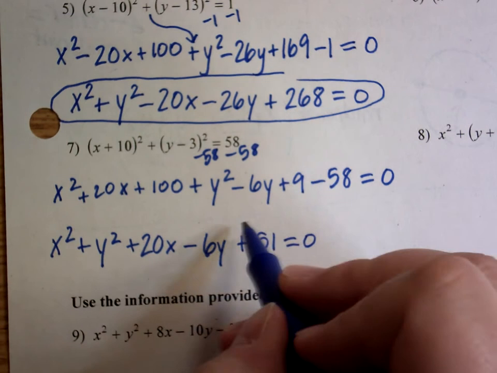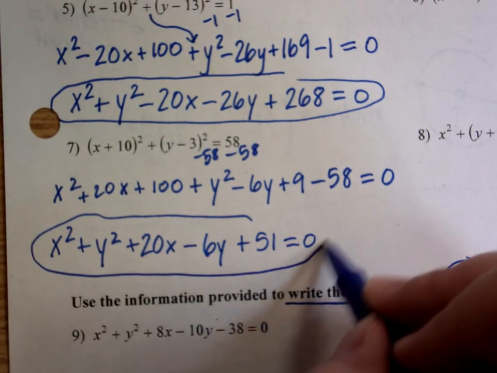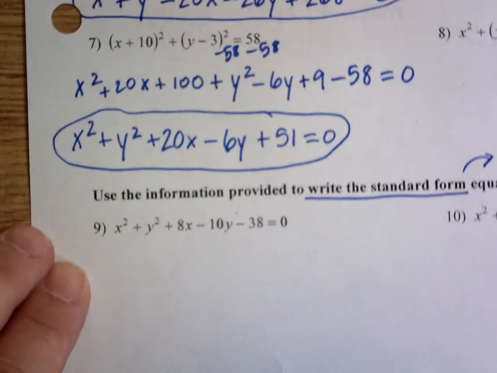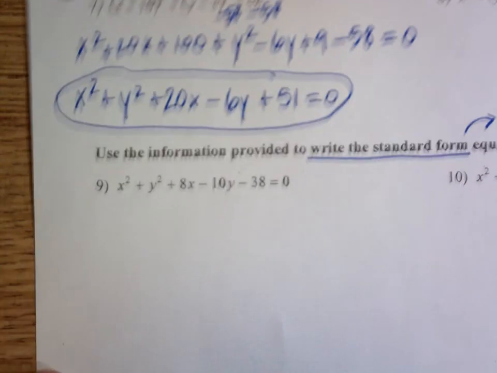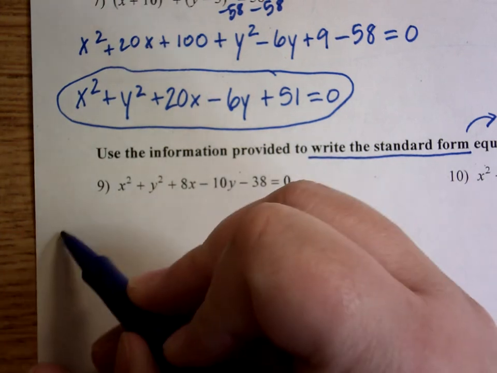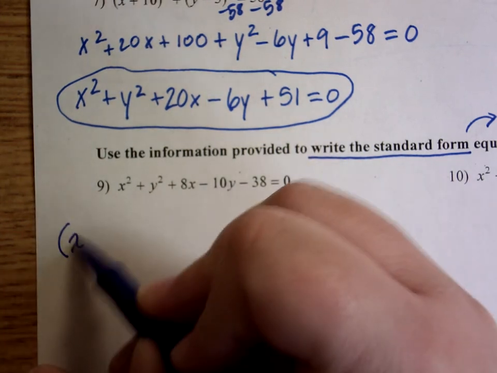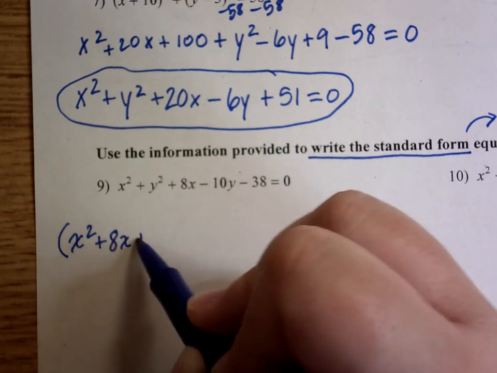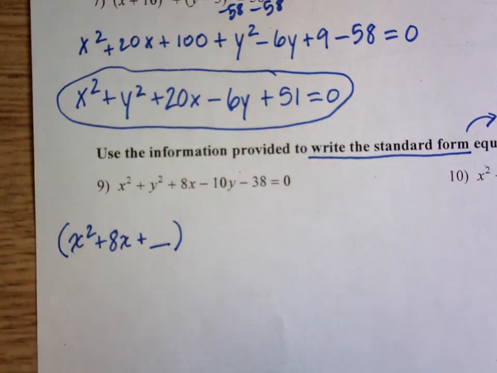And there's my answer. All right, write the standard form. This is where I have to complete the square. Remember that the setup here is key. So first I'm going to put all the x's together in one set of parentheses with a blank. The blank is because I'm going to be completing the square.